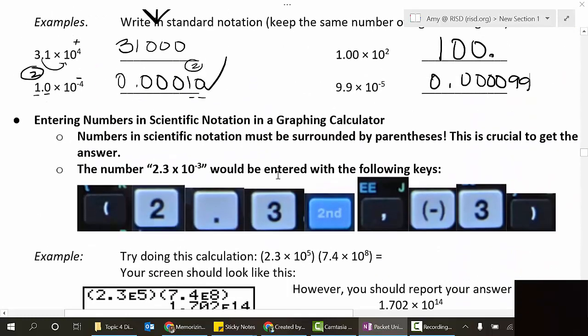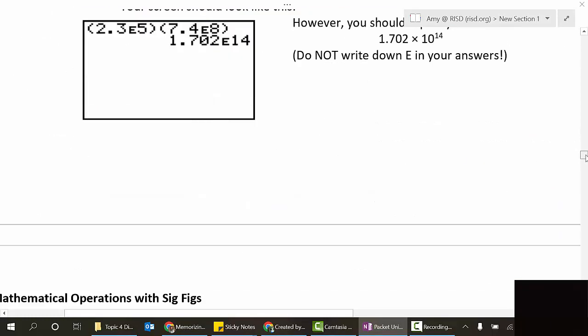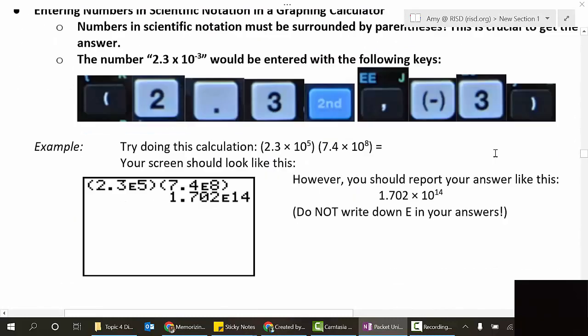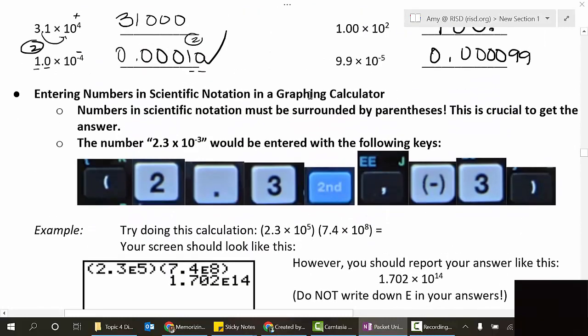The last little thing is please take note that we need to put numbers into our scientific or graphing calculator in a certain way. First up, numbers that are in scientific notation, you really need to put them in parentheses when you type them in. And then also, in order to help your calculator, instead of typing the times 10, we do this button sequence, second EE. It's actually like second comma, but I sometimes say second EE.